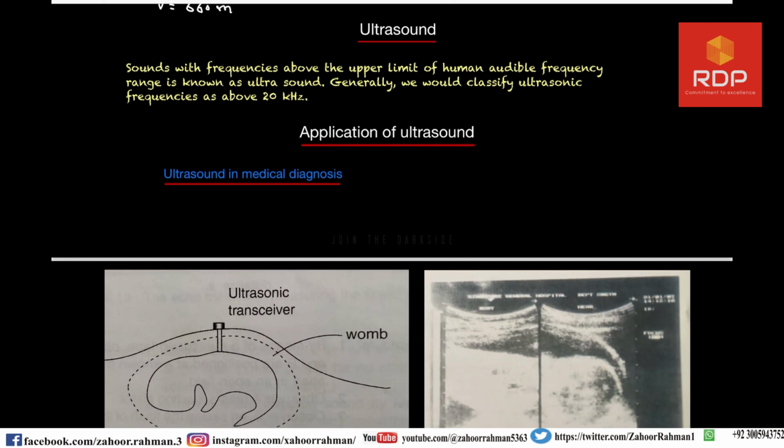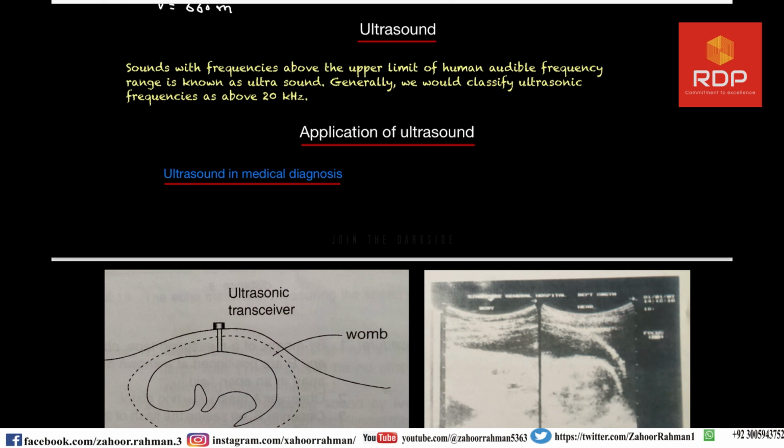Next very important topic is ultrasound. We are hearing this term in medical terminology very frequently. Ultrasound is replacing the X-rays. So, what is ultrasound? First of all, we have to understand that concept. Sounds with frequencies above the upper limit of the human audible frequency range are known as ultrasound. Generally, we would classify ultrasonic frequencies as above 20 kilohertz, which is beyond the listening power of the human ear.